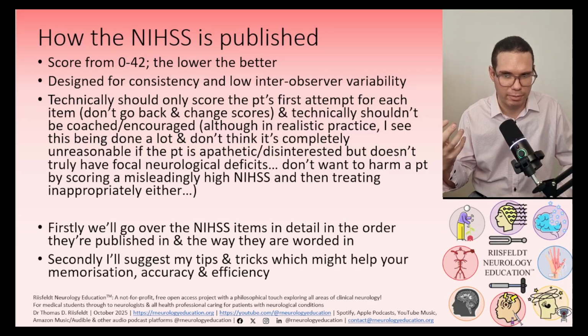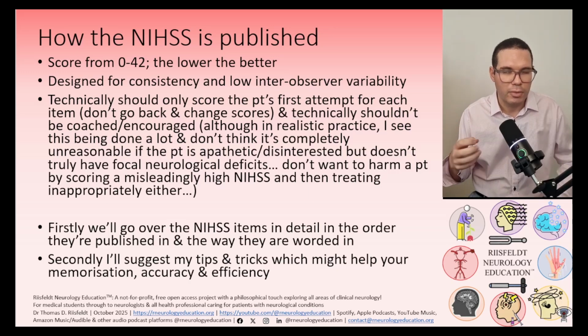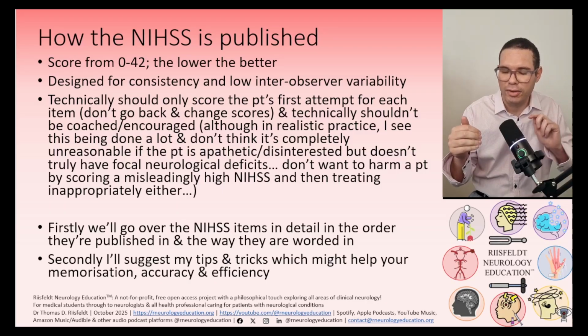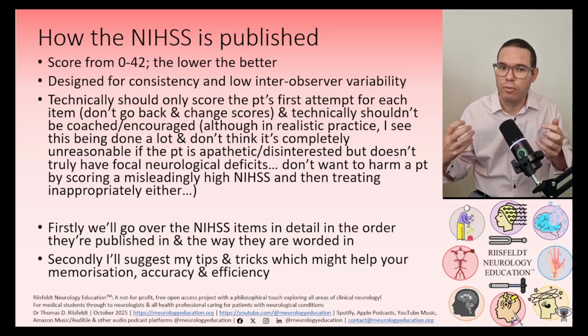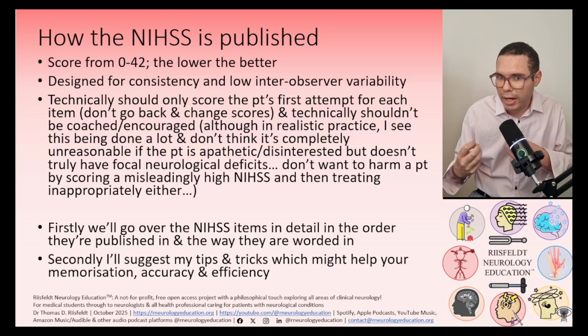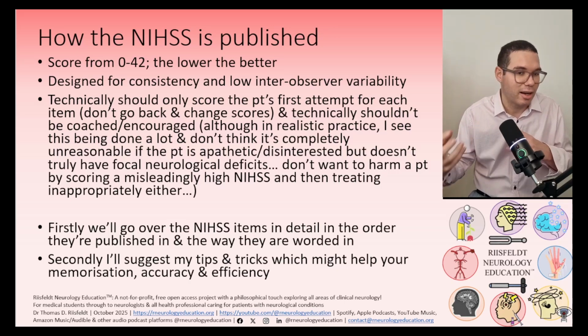So how is the NIHSS actually written? If you look up their website, you can get the exact wording, and we'll be going through it in this episode. The way it's scored is it's a score from 0 to 42. One confusing thing is if you chose the highest score on each item and added it up, it's actually a score of greater than 42, but it's not possible to get a score of greater than 42, because if the patient was, say, brain dead or completely obtunded, GCS 3, completely unrousable, you would score 42, but it would not be possible to score on some of the other items, such as ataxia, for example.